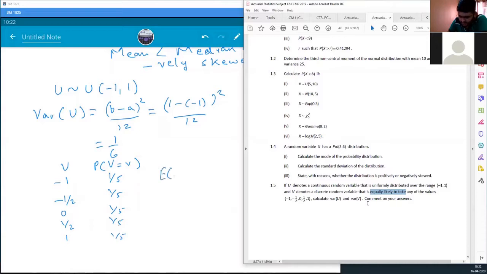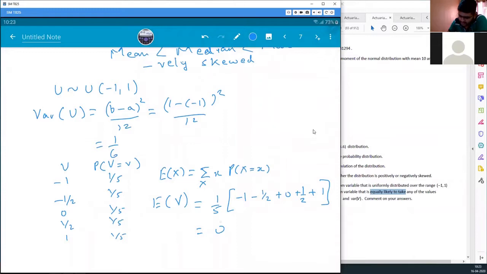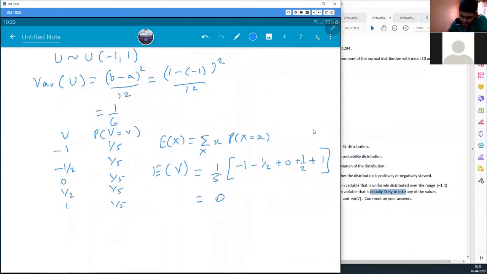Our expected value of x will be the summation for all values of x, x into probability of x. So expected value of v, the probability is the same, so I can take that out. 1 by 5 comes out, and I'll be adding minus 1, minus half, plus 0, plus half, plus 1. So basically we get 0, because they are equally likely, that is why the central value must be the expected value.